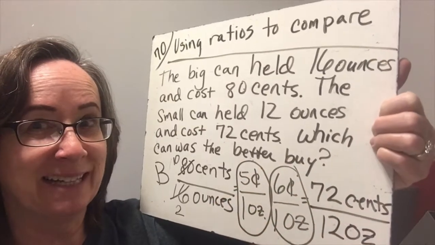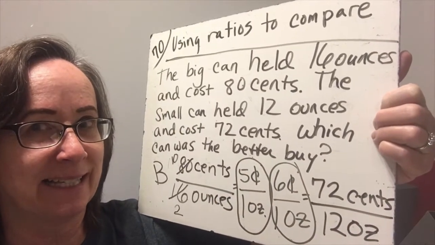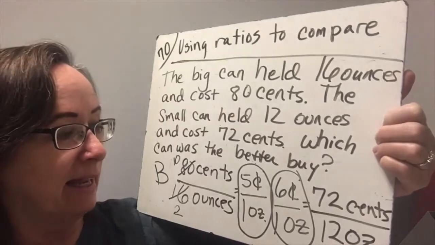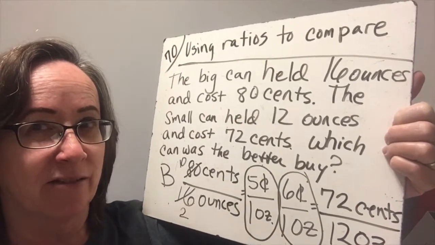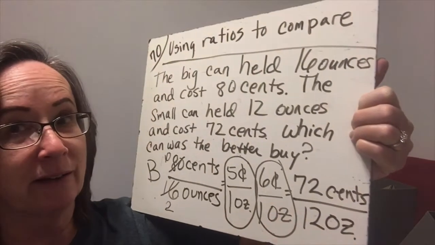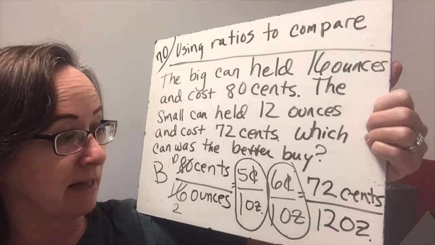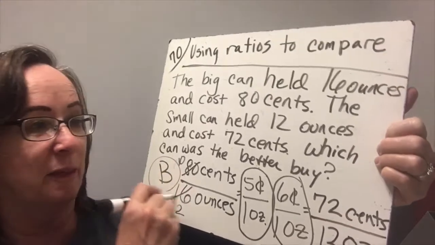Once we get it down to unit rates, it's very easy to see which one is best. Here, we only have to pay 5 cents for the big can for each ounce that is in there. But in the smaller can, we have to pay 6 cents for every ounce. So let's go with the big can.